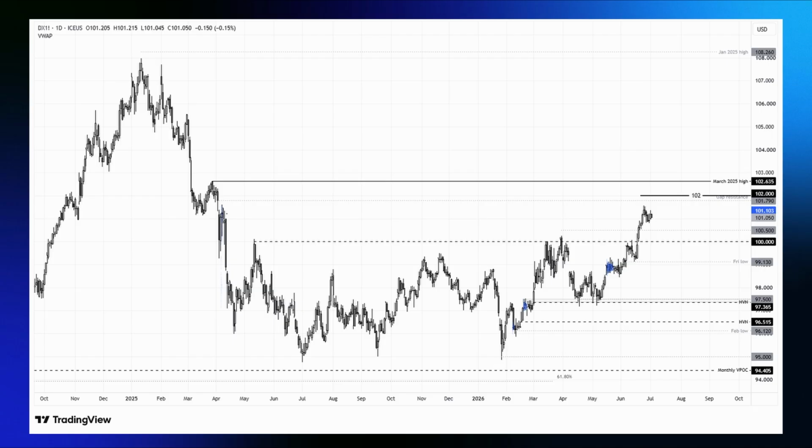But for a broader look at the key drivers and expected volatility levels, check out my Q3 guide for the Aussie dollar.